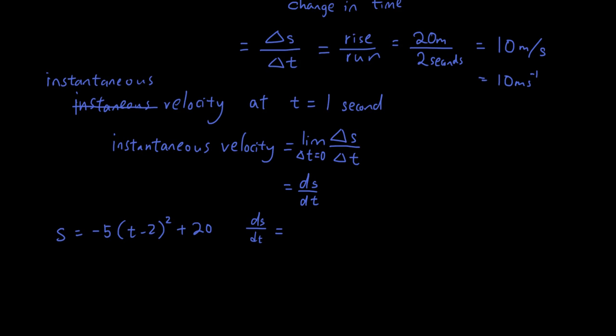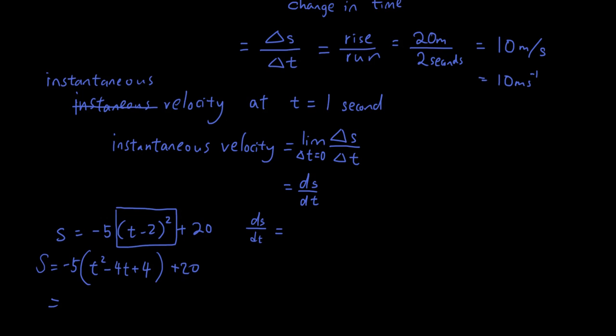So what I want to do is, firstly, because I haven't talked about how to differentiate equations involving brackets, I just want to expand that. So I'm going to expand this part first, and that becomes t squared plus 4 and minus 4t in the middle. And then plus 20 at the end.